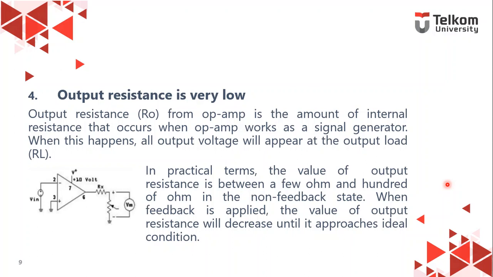Fourth, output resistance is very low. Output resistance, or RO, from op-amp is the amount of internal resistance that occurs when op-amp works as a signal generator. When this happens, all output voltage will appear at the output load, or RL. In practical terms, the value of output resistance is between a few ohm and hundreds of ohm in the non-feedback state. When feedback is applied, the value of output resistance will decrease until it approaches ideal condition.